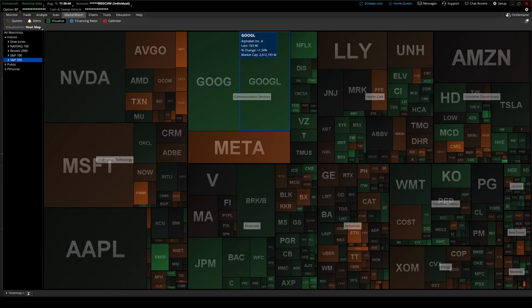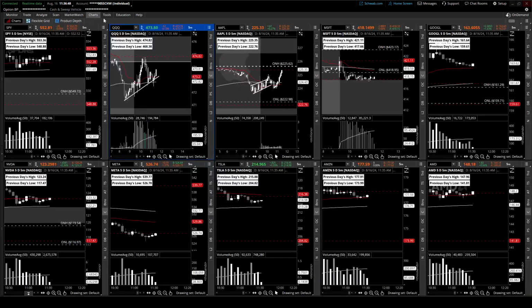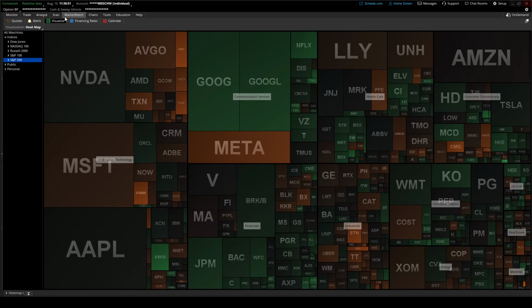All right, so what we're looking at right here is called the heat map on Thinkorswim. It's right to the left of charts. If you go to Market Watch and then Visualize, here we have what's called the heat map, and right now we're looking at the S&P 500. Under this heat map, like I said, you could see every single individual ticker that's incorporated into the S&P 500. So if you were to count out every single box here, you should be able to count roughly about 500 different names.